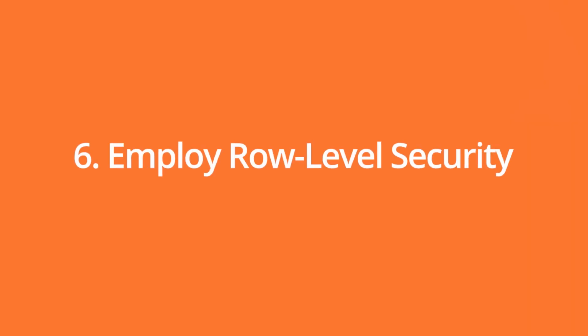Number 6 is to employ row-level security. Using row-level security, Power BI has the ability to understand who it is that's accessing the report. Based on who that person is and access rules that can be set up dynamically, a report can actually be filtered to only show that person the data from the same report that they're supposed to see, whereas another person can log into the same report and see totally different data.